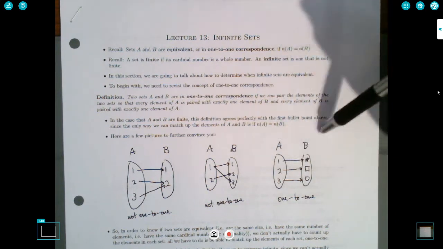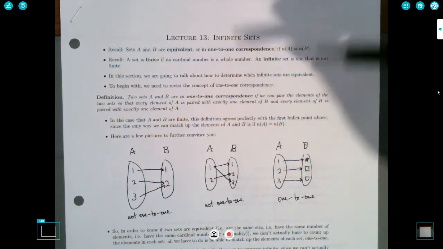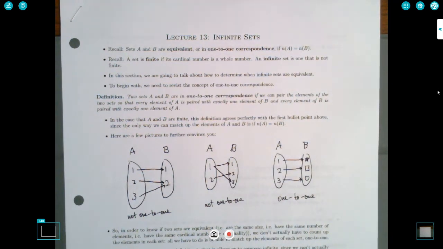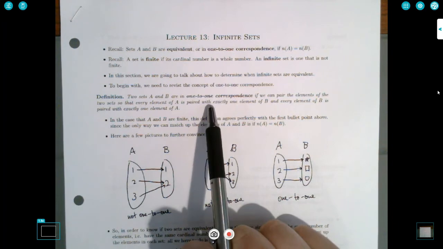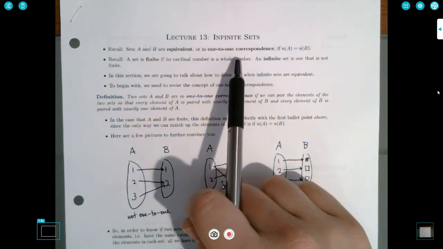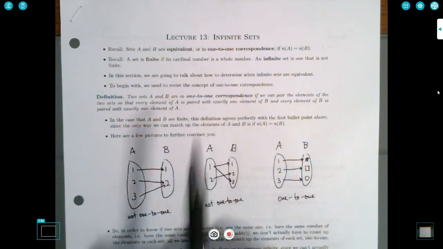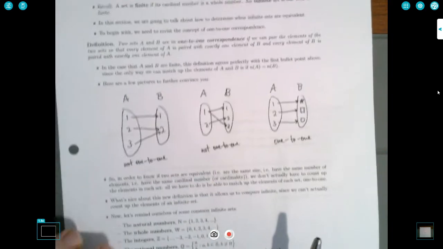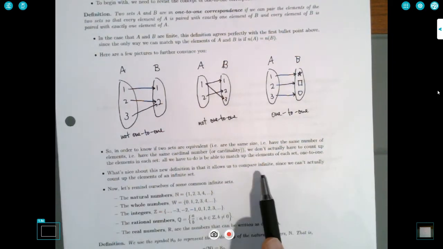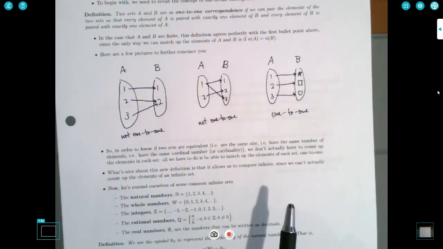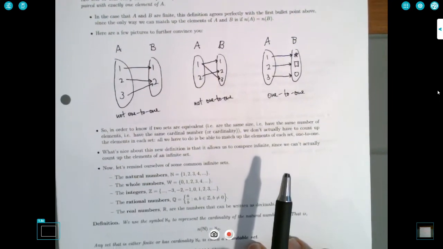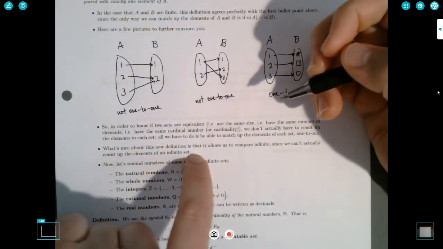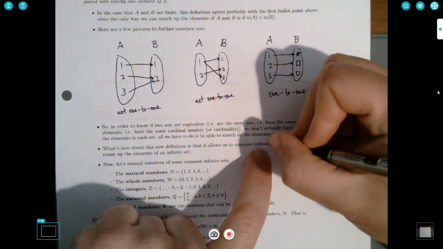And if the sets are finite, the only way we're going to be able to do that is if the sets have the same number of elements. And so you may wonder, well, why are we talking about this new way to define it if it's just equivalent to our old way of defining it? Well, the reason is because what's nice about this new definition is that it allows us to compare infinite sets.